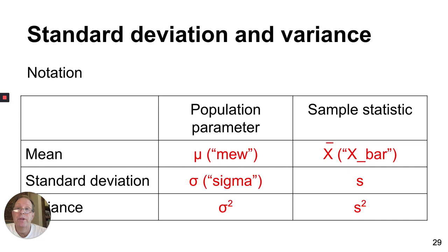Now, let's get some notation straight. If we're talking about the standard deviation of a population, we're going to use the Greek letter sigma. If we're talking about the variance of a population, we're going to use sigma squared. If we're talking about the standard deviation of a sample, then we use the symbol S. And the variance of a sample is S squared.